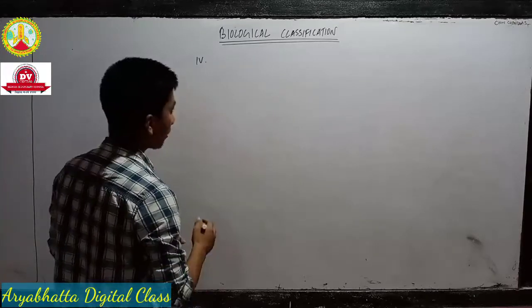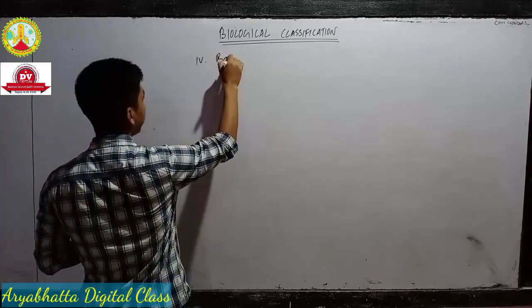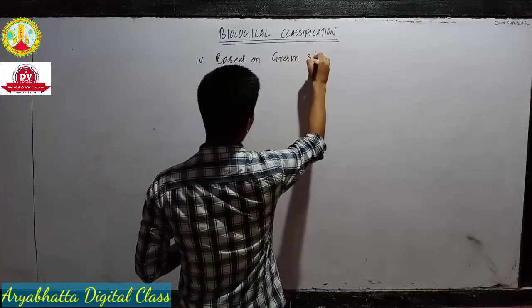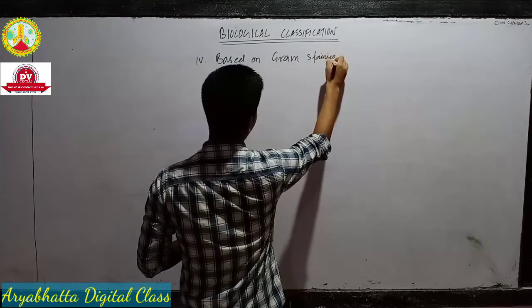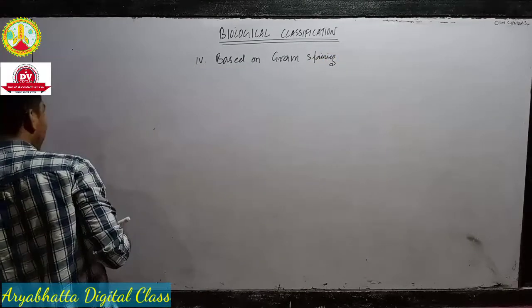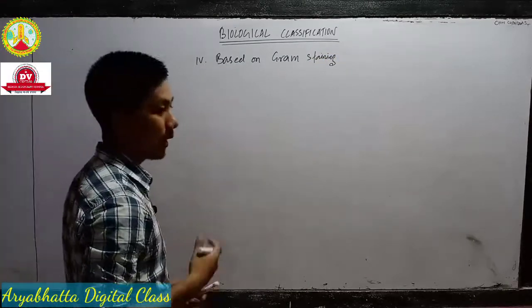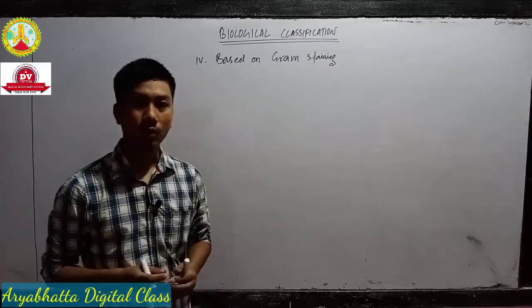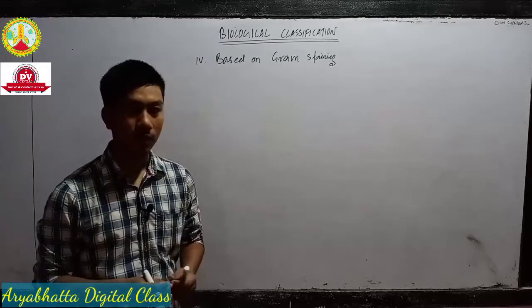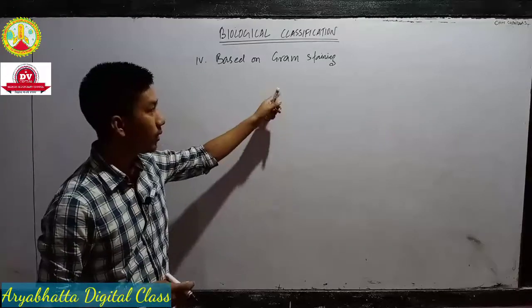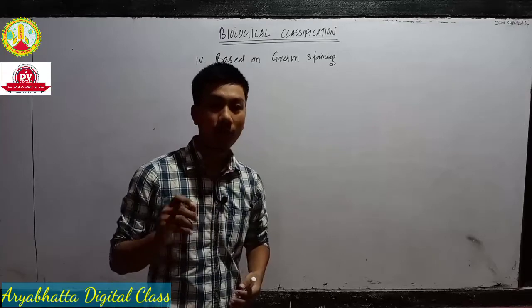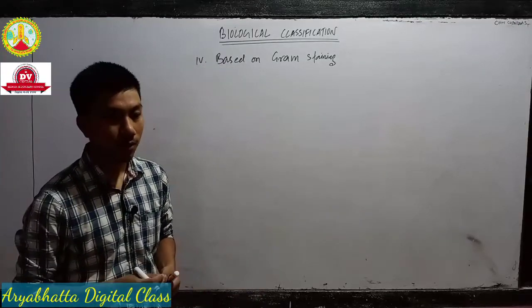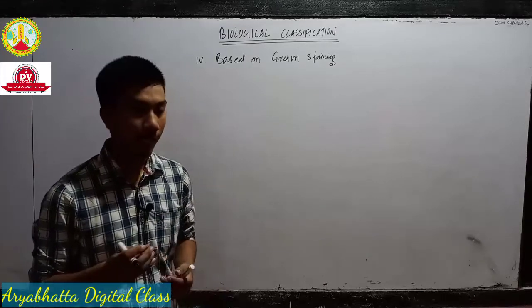So this classification is based on gram staining. It is done in lab. Scientists have performed some experiment to classify bacteria. Based on this, it is classified into two types: gram positive bacteria and gram negative bacteria. So scientists did an experiment in the lab.